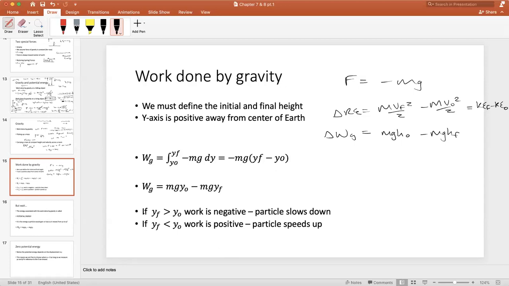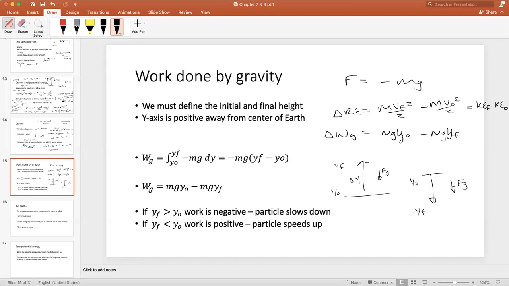And therefore, I should say y here, so let me change things to y. So if y final were greater than y initial, if it moved up, the particle would slow down. If, on the other hand, it drops, y initial is greater than y final, and the particle speeds up. That's because when y final is greater than y initial, the force of gravity is opposite the change of y.